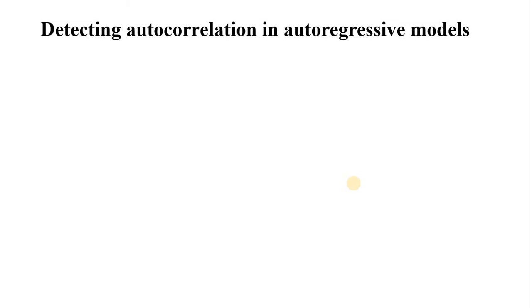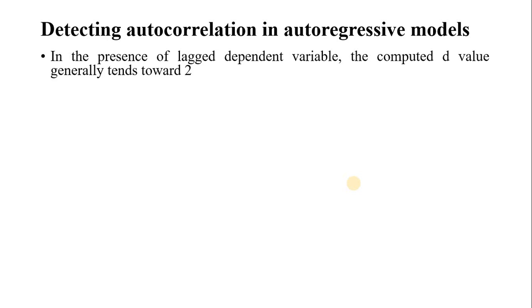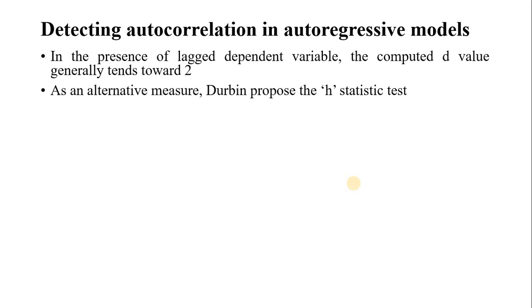Now the issue is that, as I told you before, we cannot apply the DW test for detecting the autocorrelation problem in a dynamic model. So what do we do? Durbin suggested, in the presence of a dynamic econometric model, or in the presence of a lagged dependent variable as an independent variable, an alternative test to the DW test. This test is called the Durbin-H test.